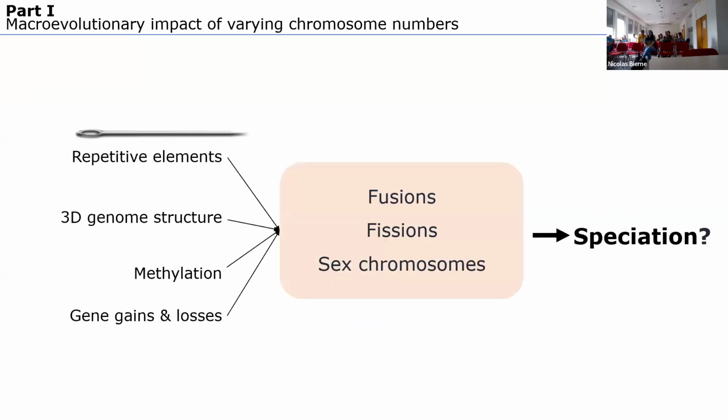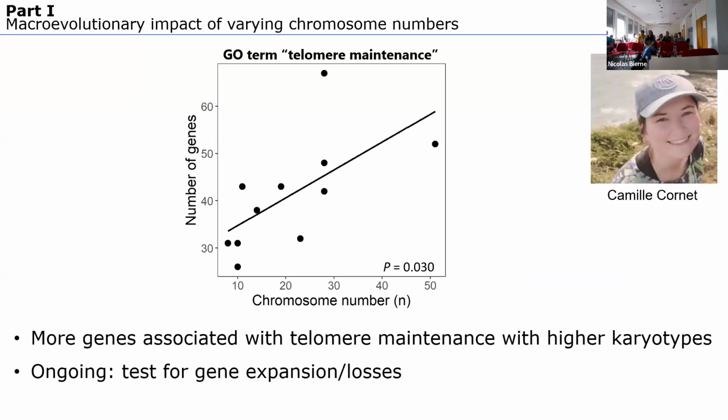Other things that we look at now are gene gains and losses. So far, we only have ab initio annotations. We just recently got our RNA-seq data, but already looking at these ab initio annotations, focusing on gene ontology terms, we find some interesting patterns. So for Arabia, we find that more genes associated with telomere maintenance occur in the genomes of species with higher karyotypes. And what we try to do now is look more into gene expansions and losses, and this is all ongoing research. So this is basically what we currently do now in the group.